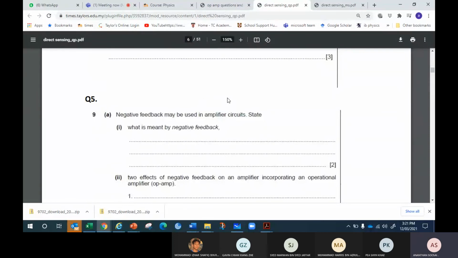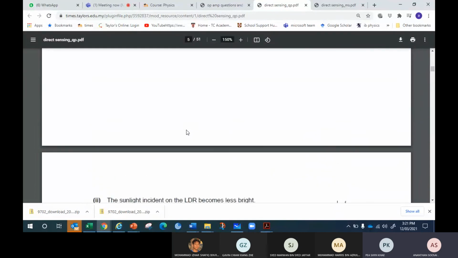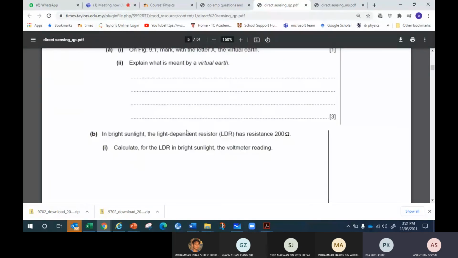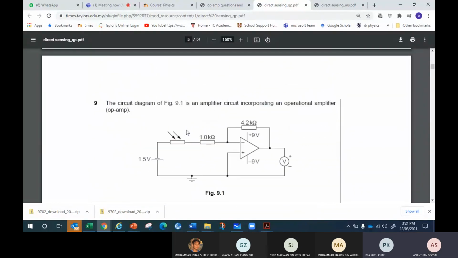Teacher, can the feedback be fed into the non-inverting input? Yeah, we do have non-inverting, but not even one question has come out. It will be a positive feedback, but very low profile.